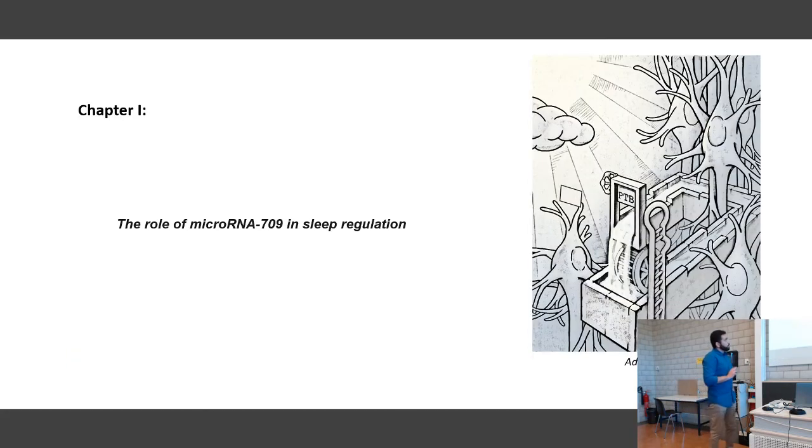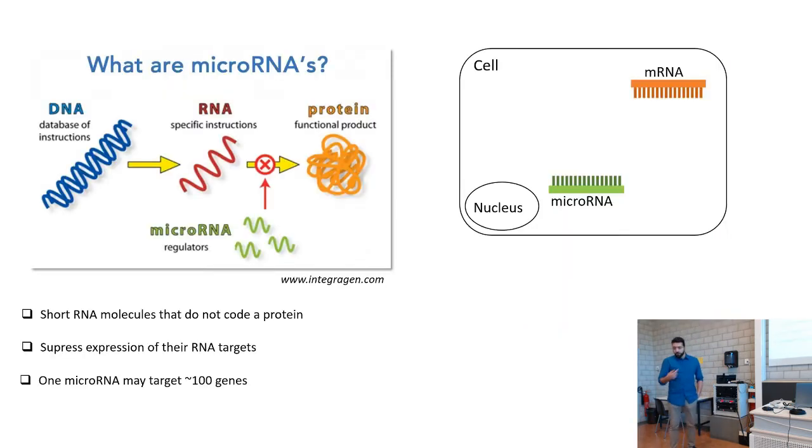So, let's begin with the first part of my thesis: the role of microRNA 709 in sleep regulation. Before I continue with microRNA 709, I have to explain what microRNAs are. And to do so, I have to go first through DNA, the genetic information being first in the form of DNA, then in the form of RNA, and in the end forming proteins.